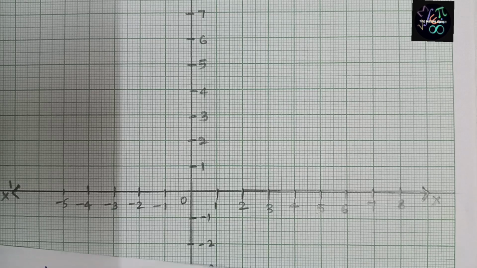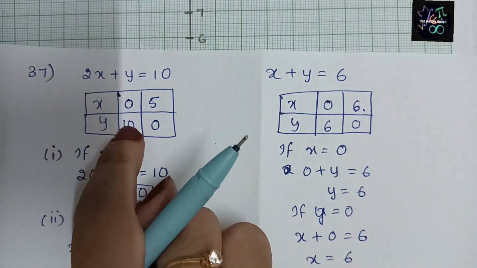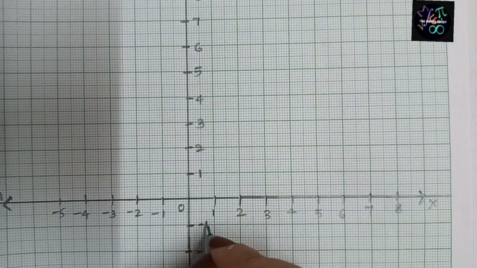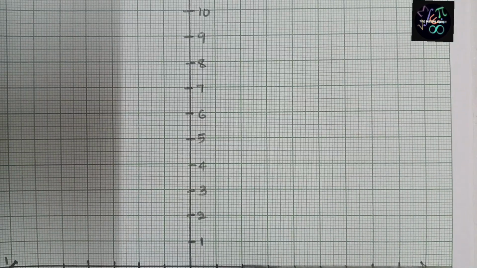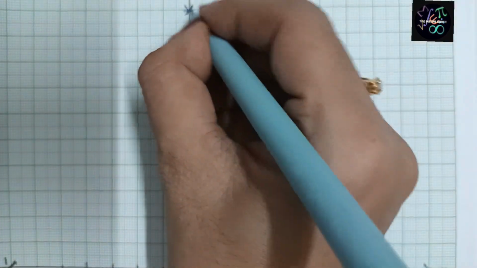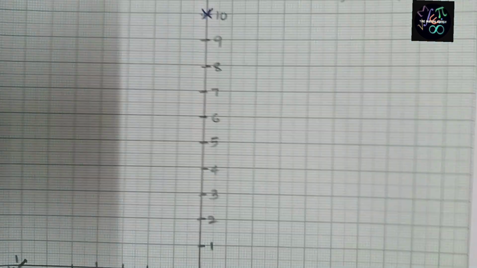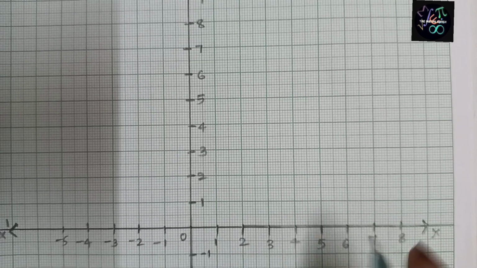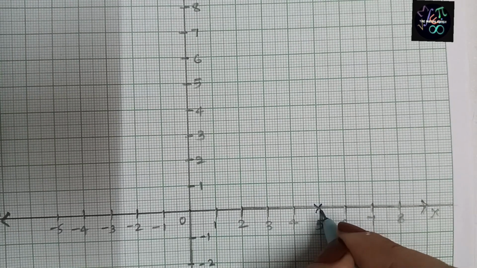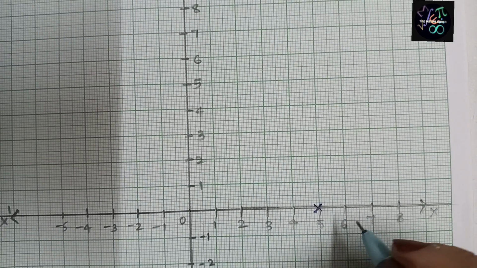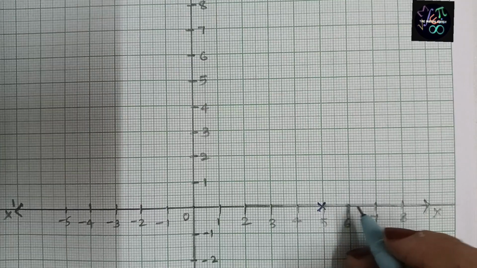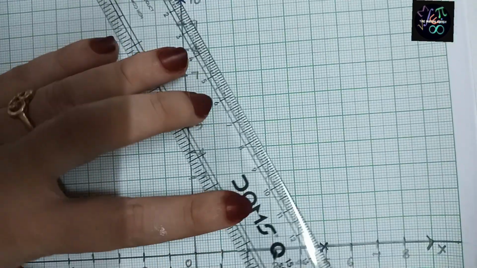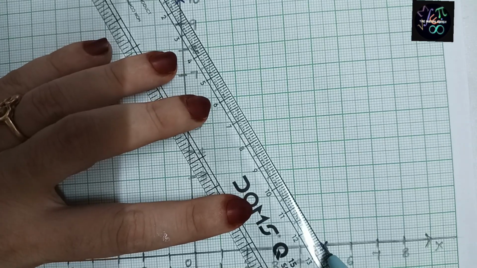What we got? x is equal to 0, y is equal to 10. So I'll put x is equal to 0, y is equal to 10. See, I'll show you here, x 0, y 10. This is the first point. Then x 5, y 0. So I'll take x 5, y 0, this point. So we got the first points here, and we have to draw the line now. So let us draw the line from here to here, the first graph.